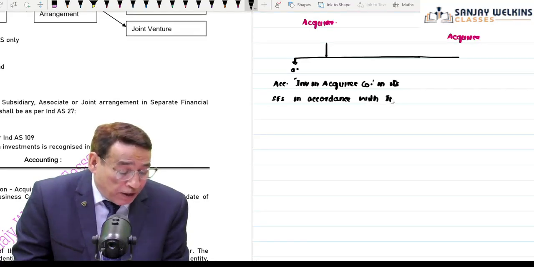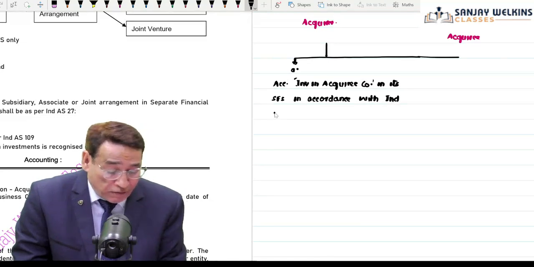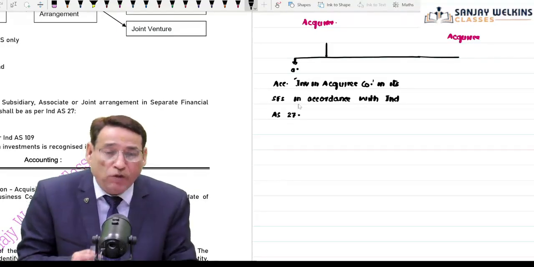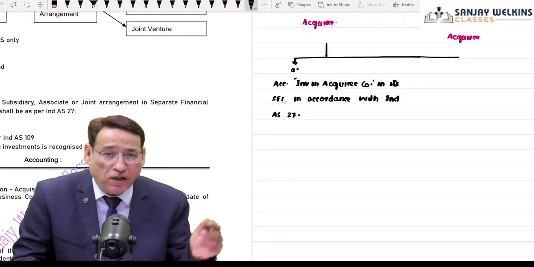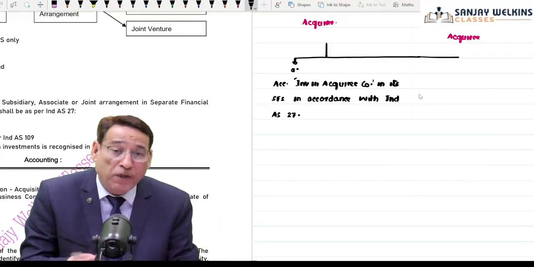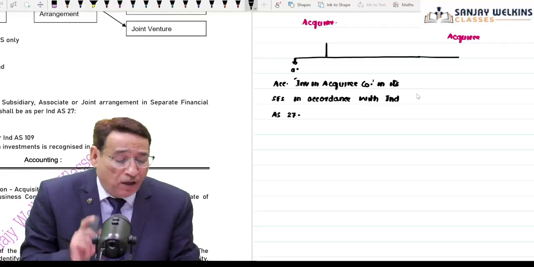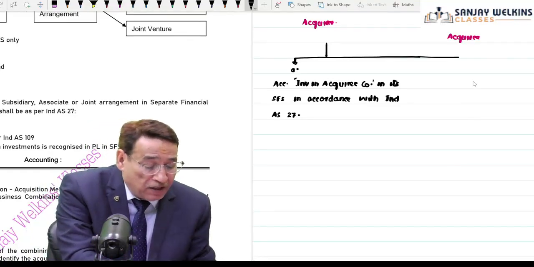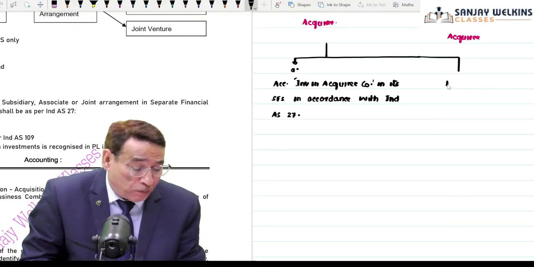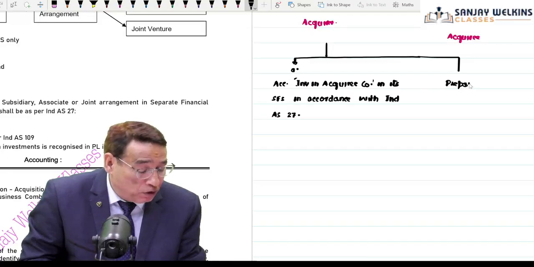And I have already explained the provisions of Ind AS 27. Ind AS 27 states that you can record the investment either at cost or at fair value. Correct? So you will record the investment which you have made in the acquiree entity or subsidiary entity in your separate financial statement as per Ind AS 27. Number one. Besides that, the investor entity will have to prepare the consolidated financial statement.